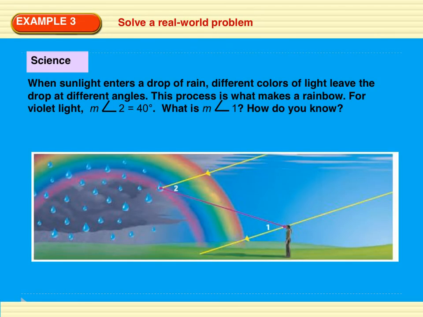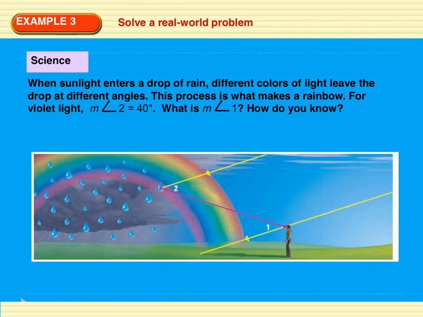One more slide. It's a science application. It's talking about a rainbow. So here it says, when sunlight enters a drop of rain, different colors of light leave the drop at different angles. This process is what makes a rainbow. For violet light, the measure of angle 2 is 40 degrees. They want us to find the measure of angle 1, and how do you know?